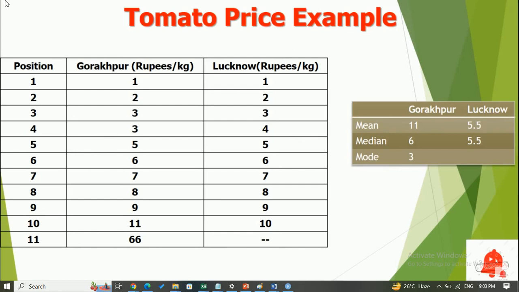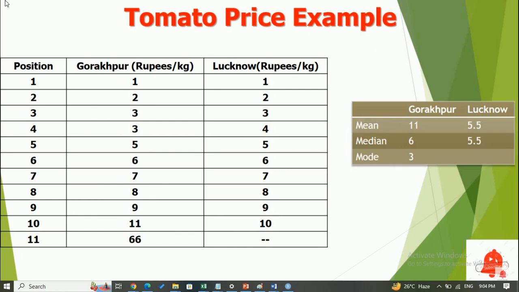In order to calculate the median, we have to order our data in ascending order. The median of the data set is the number at position (n plus 1) divided by 2 in the ordered list, where n is the number of observations. Therefore the median for Gorakhpur is the 6th position, or 6 rupees, much closer to the observed price than the mean of 11 rupees, right?